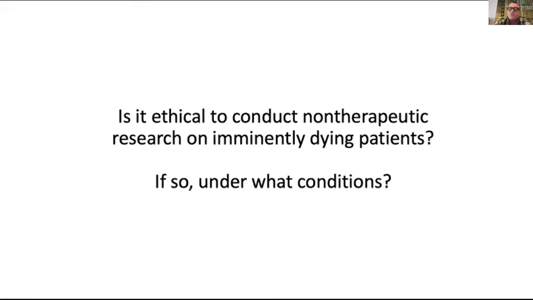The ethics of research in palliative care, in which patients have days or weeks to live, was debated and largely resolved 2 decades ago. Fueled by questions relevant to organ donation after circulatory determination of death, researchers are now interested in conducting research on patients just prior to and after the withdrawal of life support in the intensive care unit. So we ask, is it ethical to conduct non-therapeutic research on imminently dying patients? And if so, under what conditions?